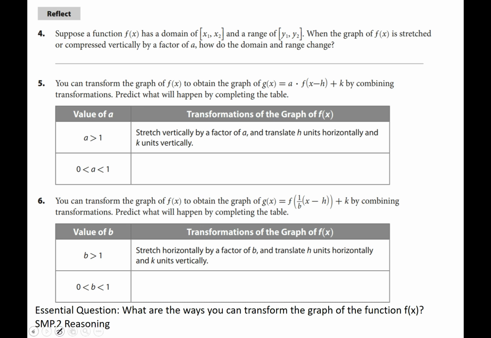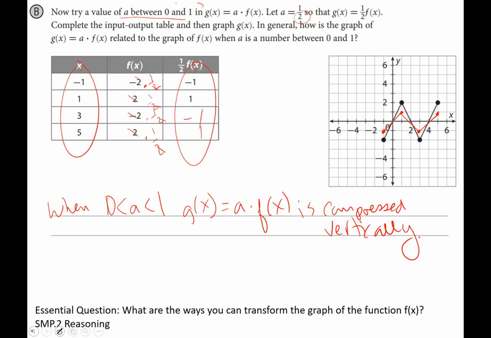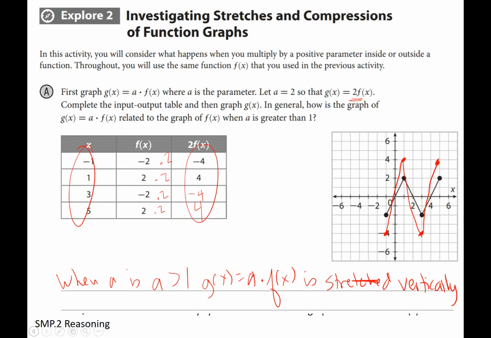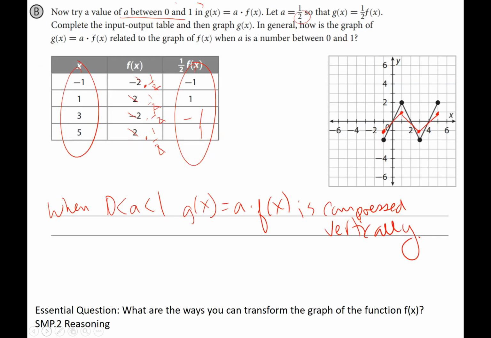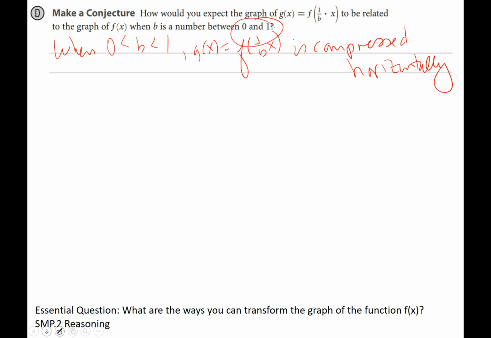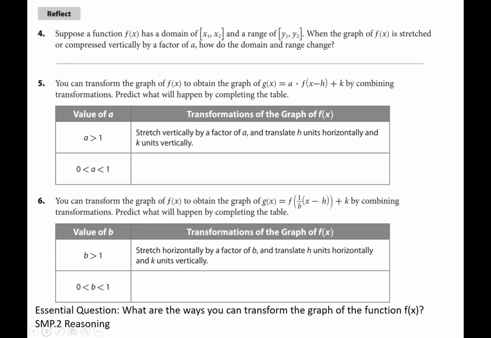So let's go back and look at it. It says it was stretched or compressed vertically, so let's go back to our vertical ones. We change colors. We're looking at domain. Domain does not look like it changed, so it doesn't look like it has any effect on the domain. So we would say, what about the range? Domain is the same.